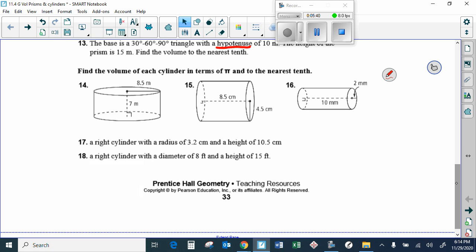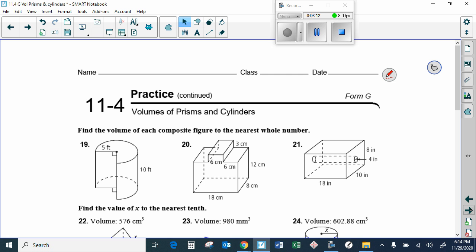14 through 18 are right cylinders. Okay, so again, volume is area of the base times the height of the cylinder. Remember, the base is a circle, area of a circle, pi r squared times the height. There we see our three variables, two r's and an h, the three variables we multiply together to show that it's volume. Okay, so now you just need to find the r, should be easy to find, and the height of the cylinder and plug them in. All right, backside now.